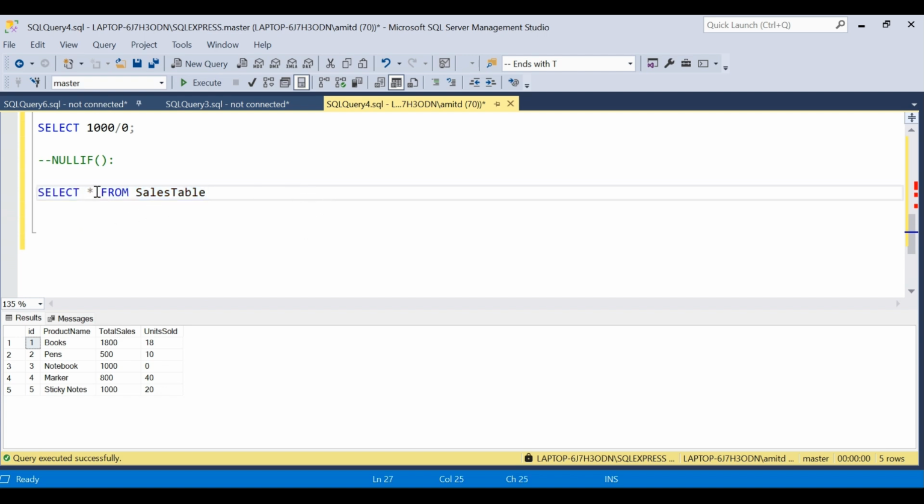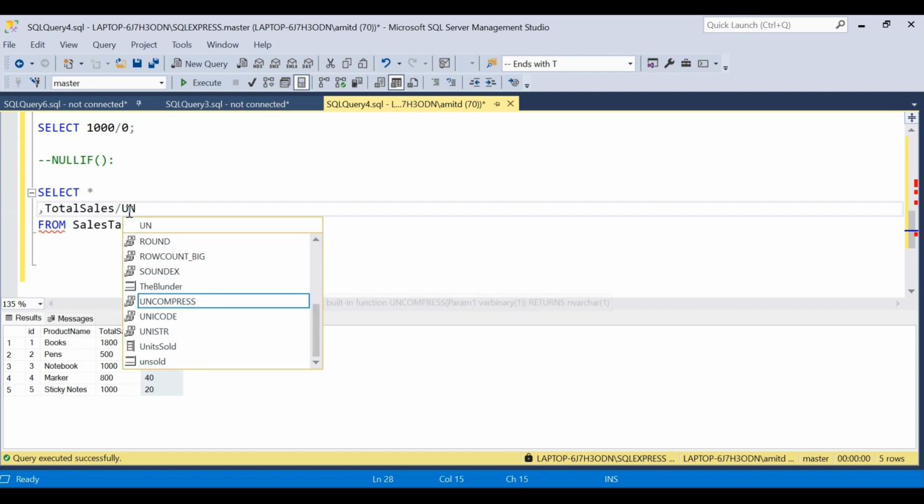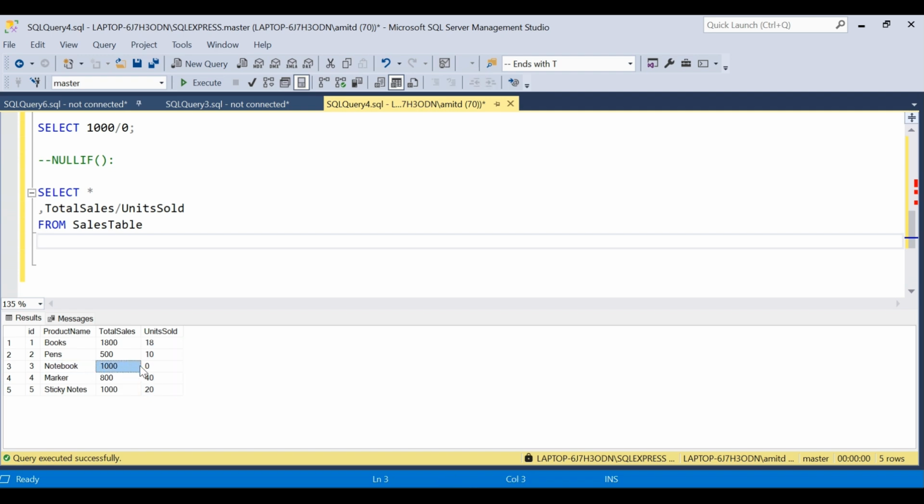So how we can do this is, we want one separate column. We want the price of one product, right? So how will this come? Total sales divided by unit sold. This will give us, but for this particular problem, the product name is notebook, and this will give us an error. The error in the denominator will cause a problem, because we cannot divide any number by 0. So we have to work on the denominator.